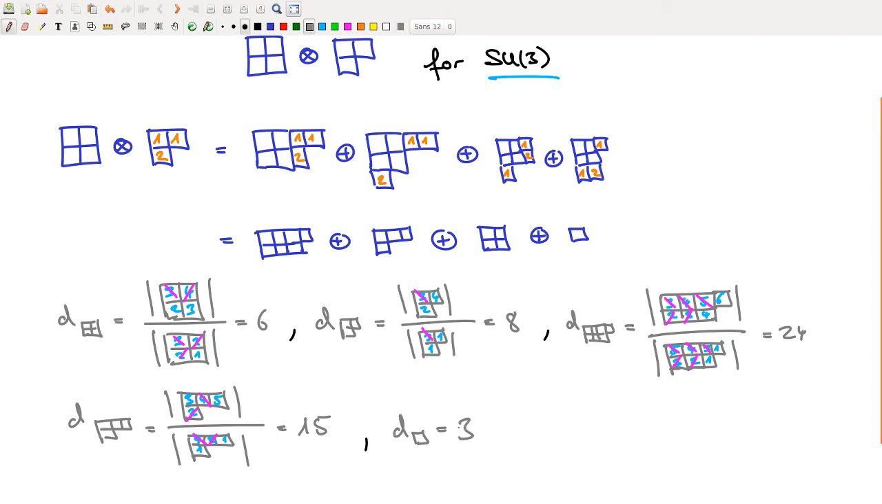So now we can check whether this works out. Here we have 6 times 8, and here we have 24 plus 15 plus 6 plus 3. So 24 plus 15, that's 39, plus 9, that's 48, and that's the same as 6 times 8. So we didn't make a mistake here.